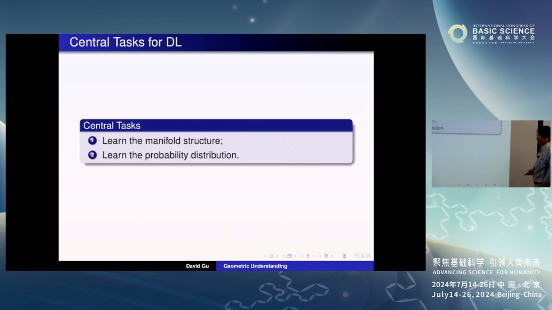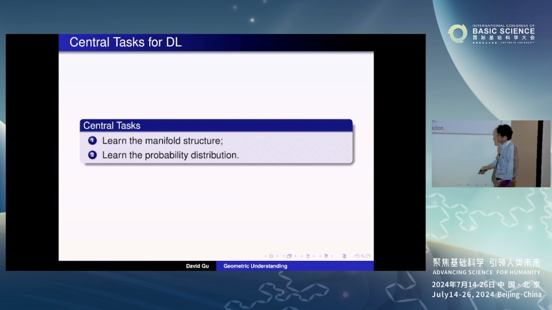So in summary, the central task for deep learning has two parts. The first one, we try to learn the manifold structure. The manifold structure is represented by encoder-decoder, which are two neural networks. A neural network can do only one thing, the mapping from one Euclidean domain to another Euclidean domain. So all the information is encoded by the neural network, which is the mapping. This mapping gives you the topology, the manifold structure.